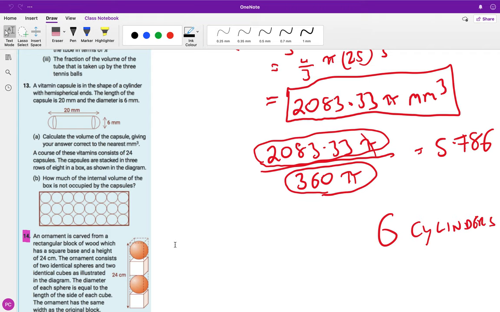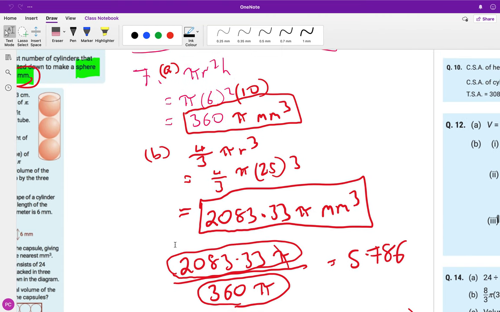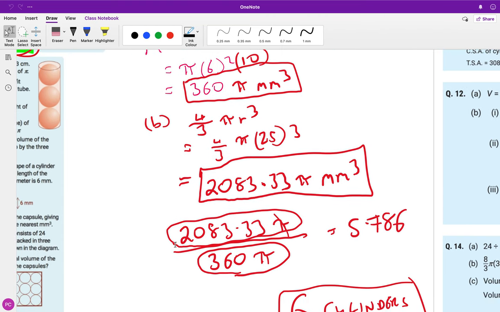Cylinders. Somewhere around 6 cylinders. So just to recap what I've done there: here is the formula to find the volume of a sphere. I've subbed in my radius, and I found the volume of one of the spheres.